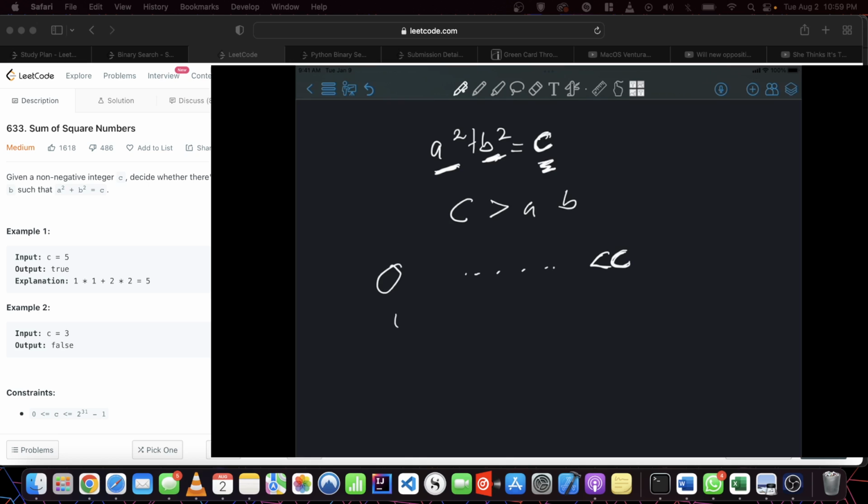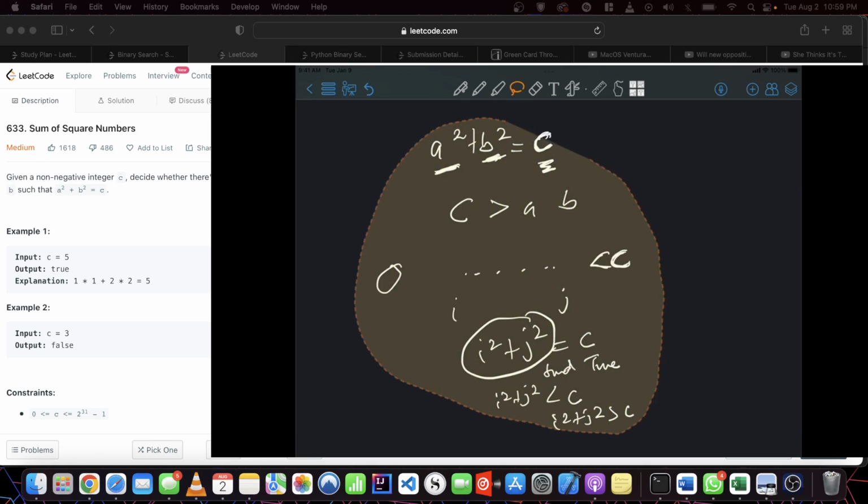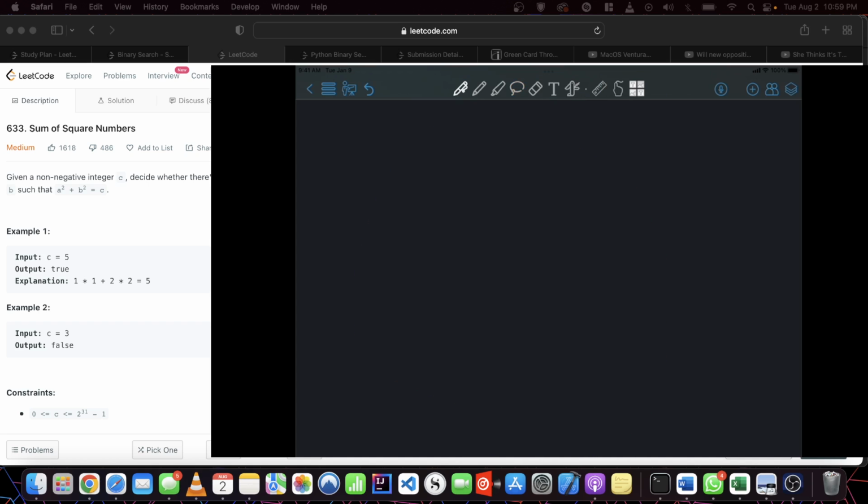What we're going to do is have two pointers, one at this end and one at this end. We check if i squared plus j squared is equal to c, then we found it, and we return true. Otherwise, if i squared plus j squared is less than c, we need to push i forward. If it's greater than c, we need to push j to the left.